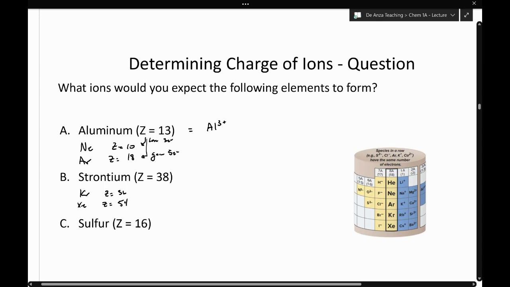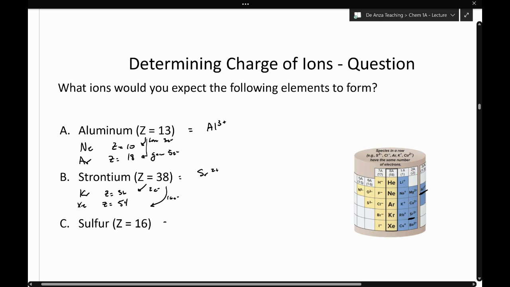But we could see that the difference between strontium and krypton is 2 electrons, whereas the difference between strontium and xenon is 16 electrons. So that's much, much larger. And so in this case, it shouldn't surprise us that strontium adopts a 2+ charge, which we can see right here. Strontium 2+ here, aluminum 3+ here.